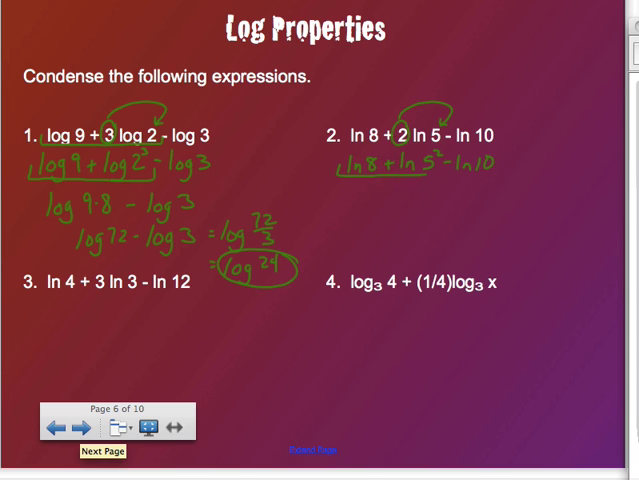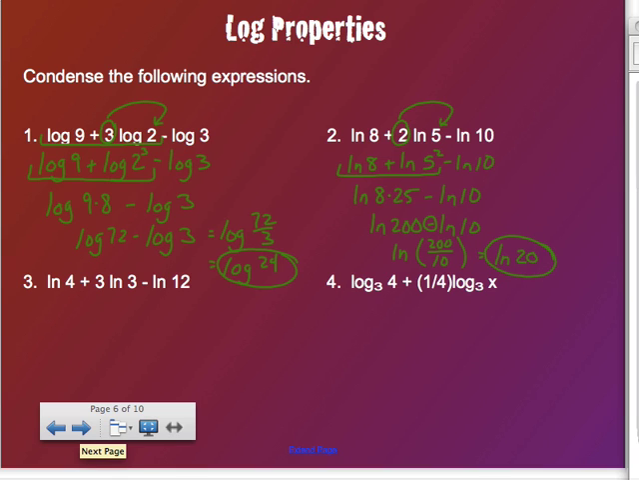Now if I put 2 together, I really have a plus. Plus implies multiplication. So if I look at natural log of really 8 times 5 squared, which is 25, minus the natural log of 10. Well, 8 times 25 is what? 200. So I have a natural log of 200 minus natural log of 10. And then subtraction implies division. So I really have the natural log of 200, the first, divided by the second. And if it's natural log of 200 divided by 10, I really have the natural log of just 20.